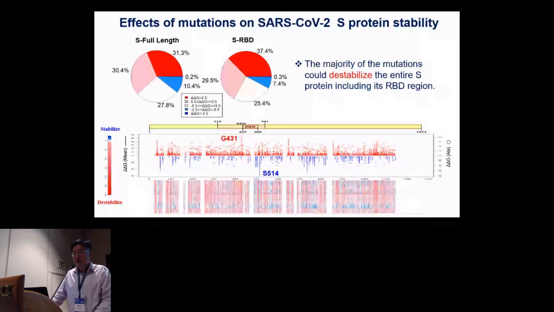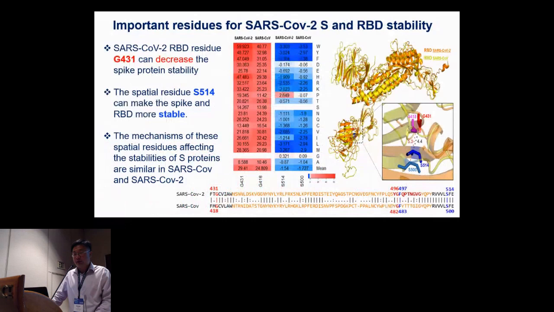This line chart shows the mean values of all mutations at each residue, to look for functionally important sites. It ranges from G431 to S514. Looking at the top residues, we found that most mutations in G431 decrease protein stability. There are very similar patterns in SARS-CoV-1. Because G is a very small amino acid, any mutation could cause a stability change.